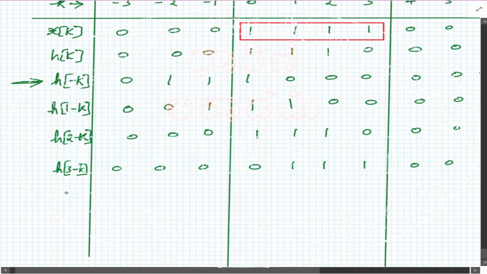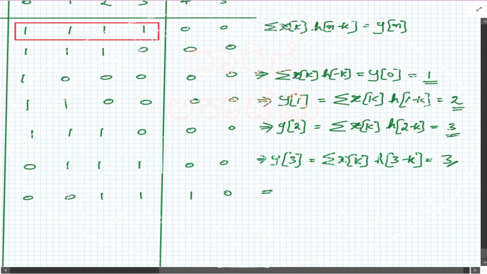Fine. Then h of 4 minus k. Two zeros enter inside our region of interest, that is between k equal to 0 to 3. This is 1 1 1 0, one of the 1s goes out. So y of 4 is equal to the summation, with k varying from minus infinity to infinity, of x of k into h of 4 minus k, so that is 2, I guess.